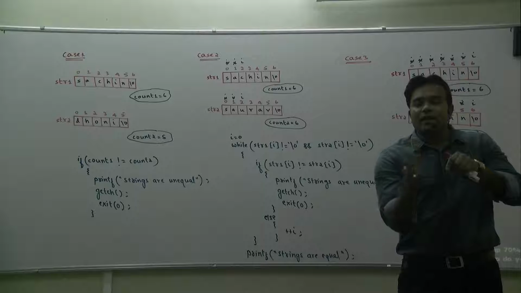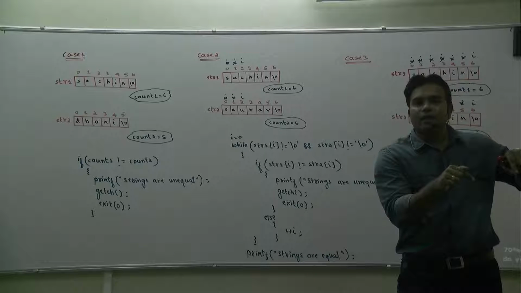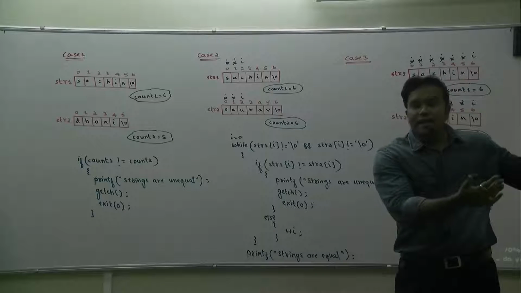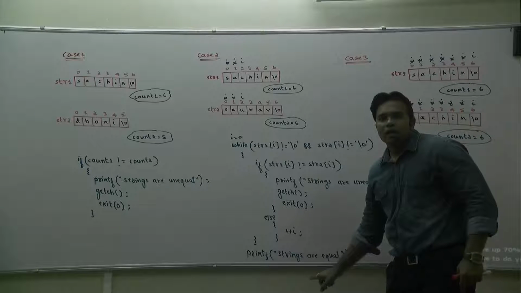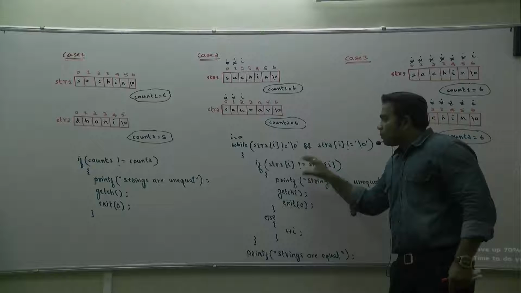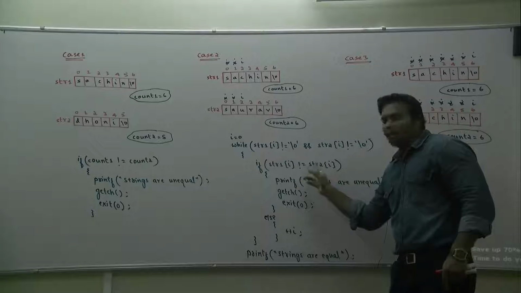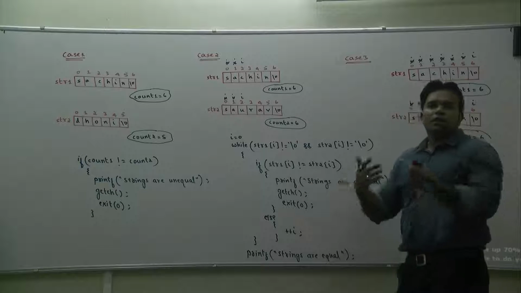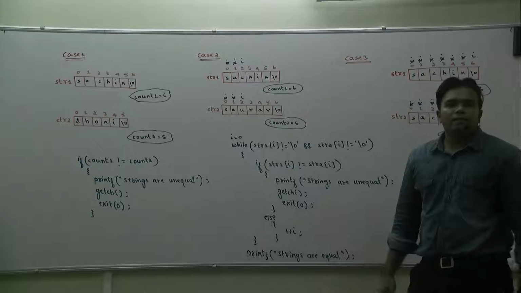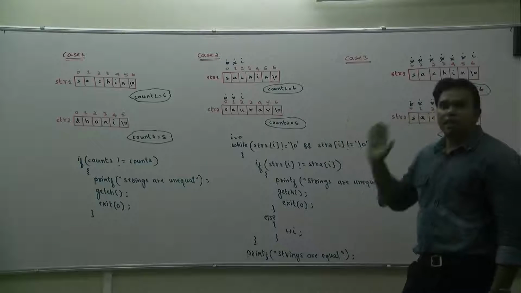Till where I will compare? Till I hit the dead end. If in case I hit the dead end, I will come out and tell that they are equal. Otherwise, I will keep on comparing internally character by character. If even one mismatch occurs, then I will tell that the strings are unequal. This is the broad logic.